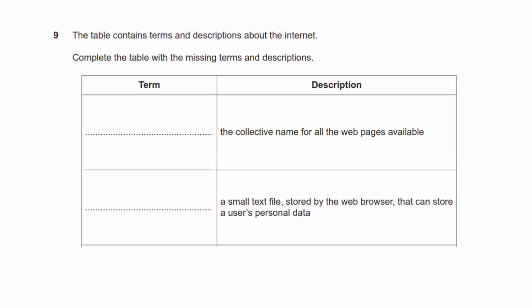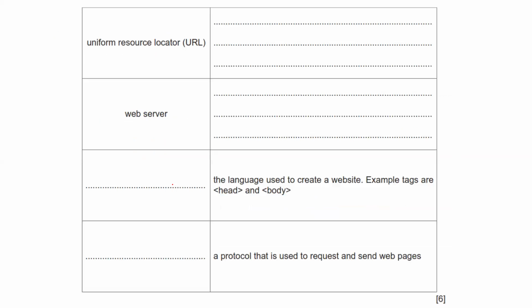So next, question number 9. It says complete the table with the missing terms and items. So the description is a collective name for web pages available. It's World Wide Web. So www or World Wide Web. So remember, do not write www over here. This will not give you complete credit. Then it says a small file stored by a web browser that can store a user's personal data. This is called cookie.